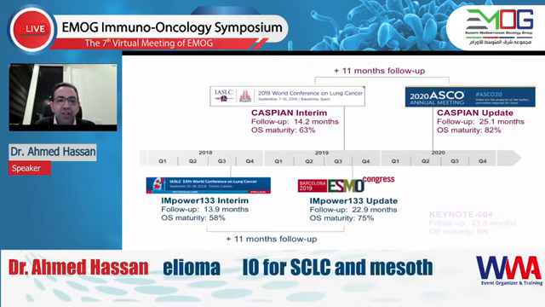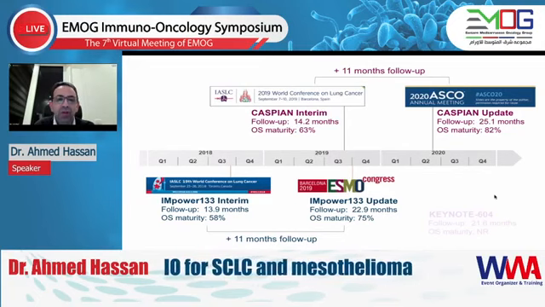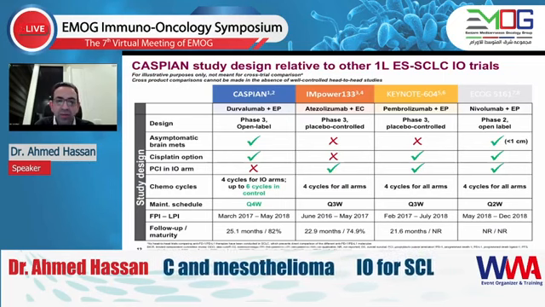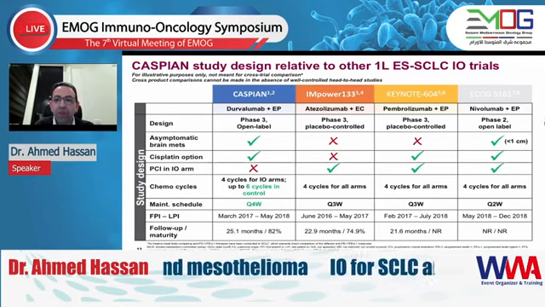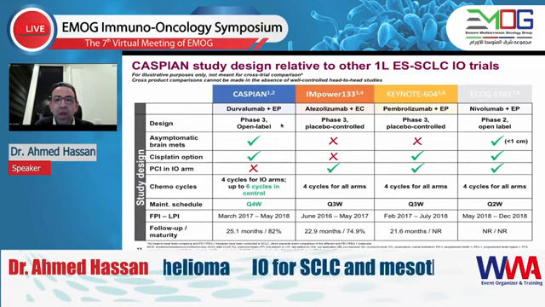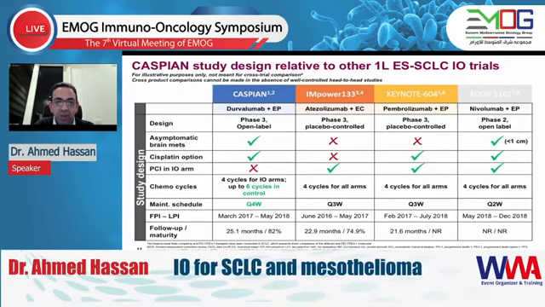The other 2 key studies are the Caspian study, with durvalumab, and the Keynote 604, which used pembrolizumab. These are the differences and similarities between the 3 key studies. We have also a 4th study, that's the ECOG 5161, which looked at nivolumab, but this was a phase 2. I'll be focusing mainly on the phase 3 trials. So the 3 studies were phase 3 trials.